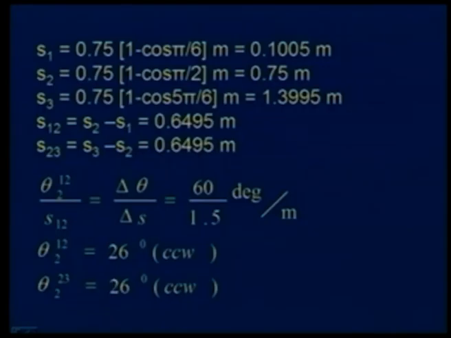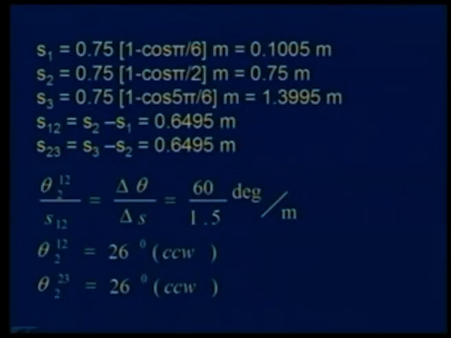Because now we are trying to design O2AB as a slider crank, where B is the location of the slider and O2A is the crank, delta theta is given as 60 degree and delta S is given as 1.5 meter. So from this relation, because S12 is known, we can find theta 2,1,2, which turns out to be 26 degree counterclockwise, and theta 2,2,3 again is 26 degree counterclockwise.